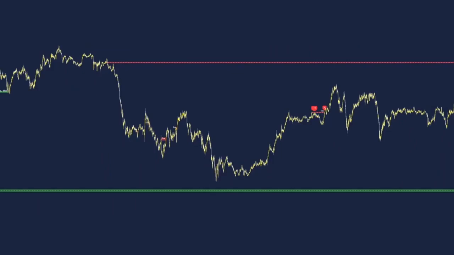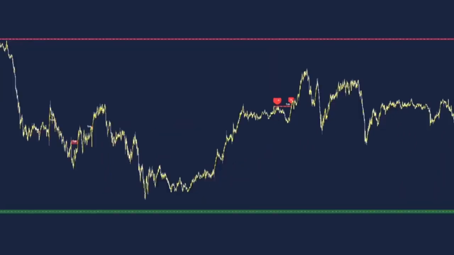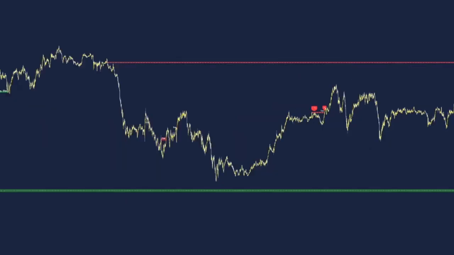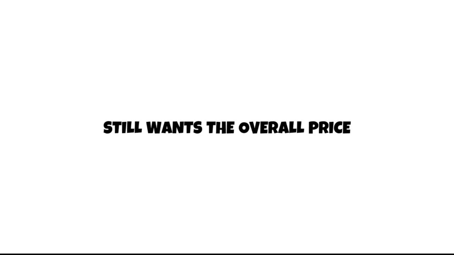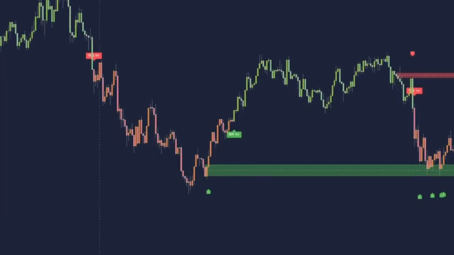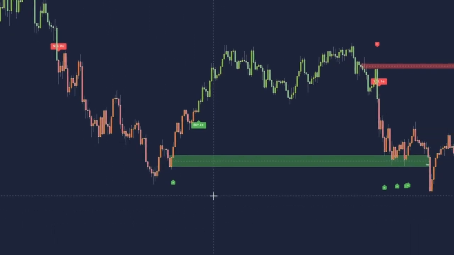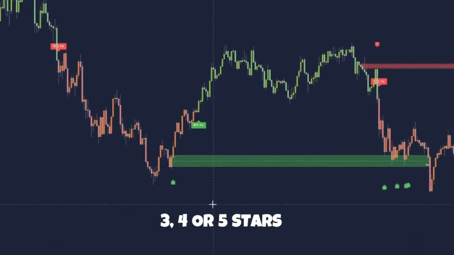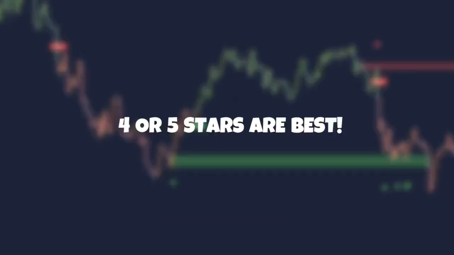For this strategy to work, we will want to watch for price to bounce off of the supply and demand areas. The more it tries to break through and fail, the better, because this means that the market still wants the overall price to move in the intended direction. From here, we want to see either of these happen. If we are looking to buy from the demand zone, which is the green area, we want to see the buy signal paint with a star rating of 3, 4 or 5 stars. 4 or 5 star ratings being preferred.